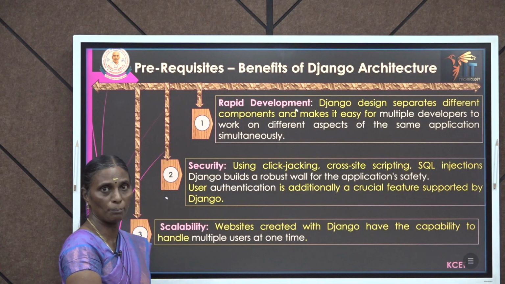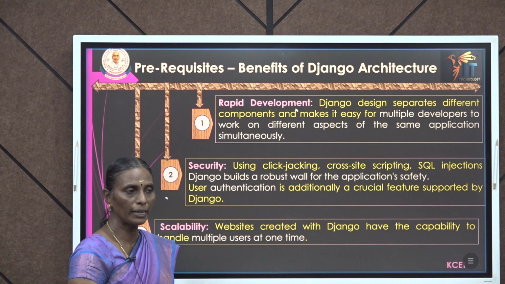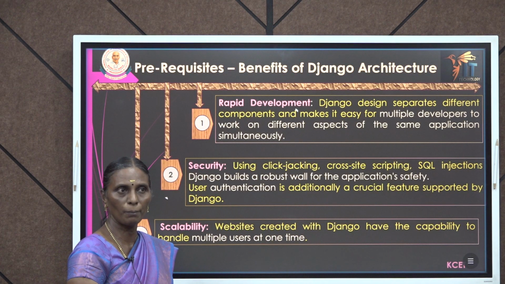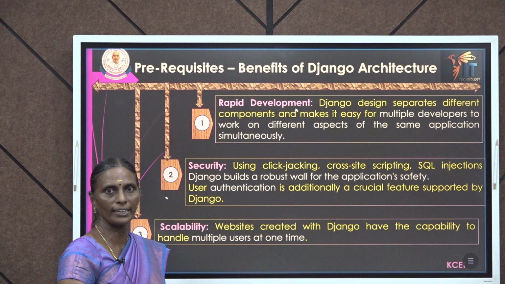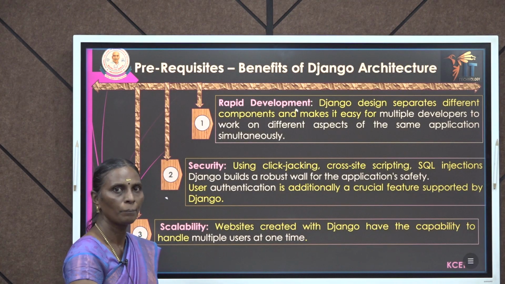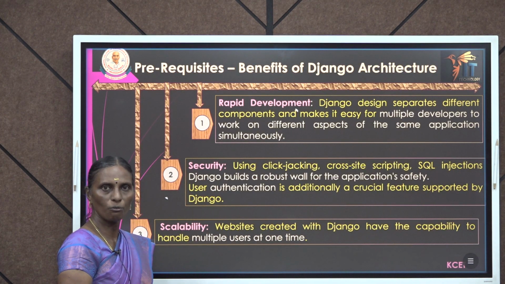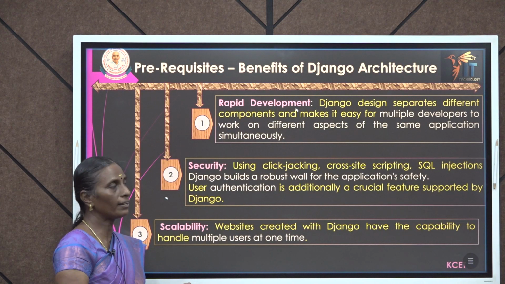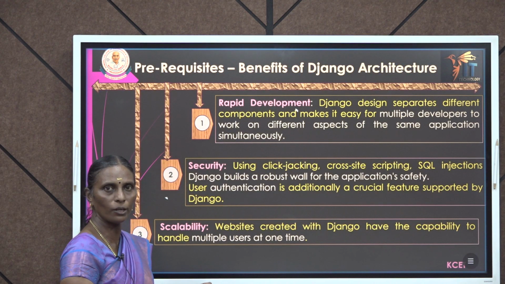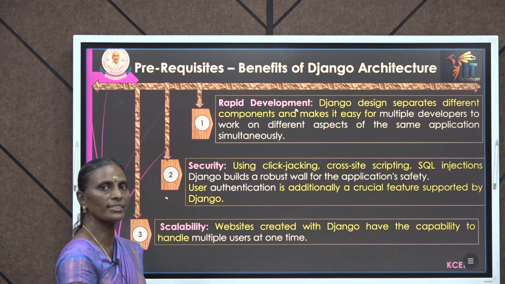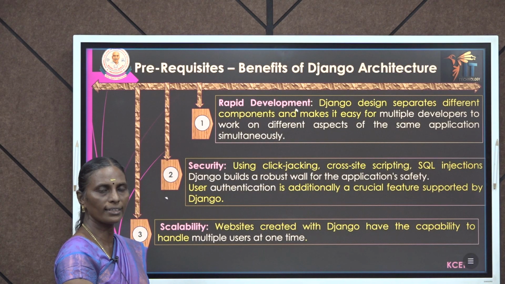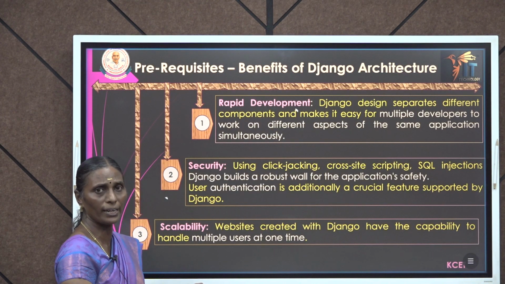And then the scalability. Scalability implies that whenever we develop a web application, multiple users can use the same application simultaneously, that is, at once. So it is a scalable one. So these are the benefits of Django architecture, and before moving into the ORM usage, we should know what the Django architecture is and how it has been implemented.